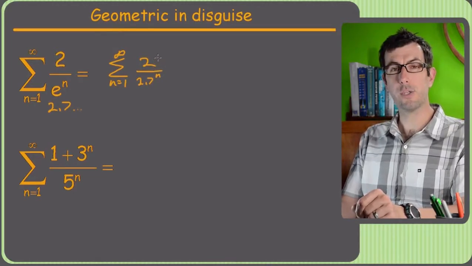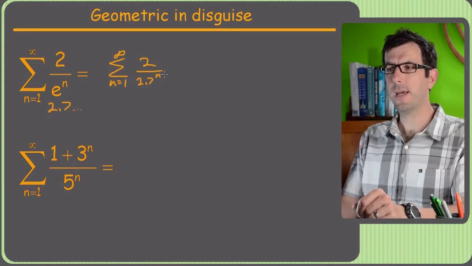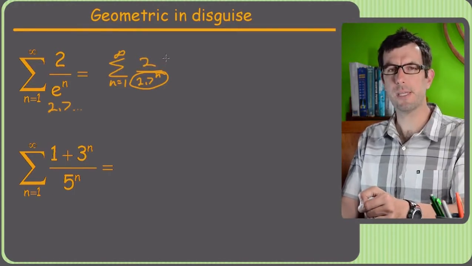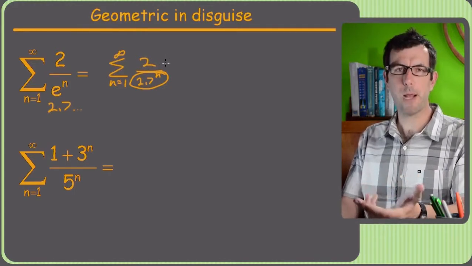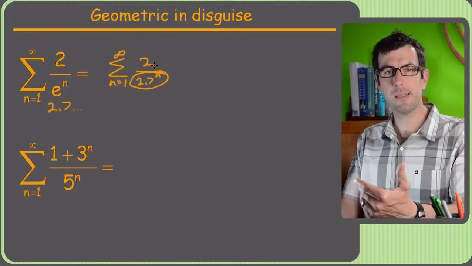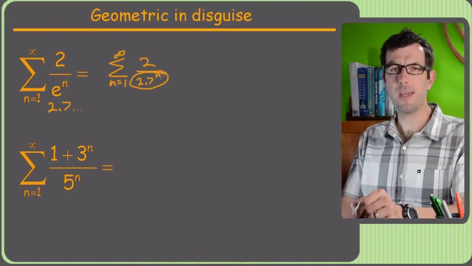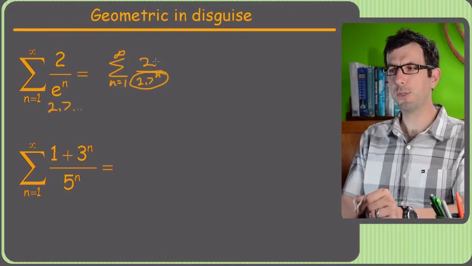So does that look more like a geometric series now? Because we've got a number raised to the power of n, and no other n's anywhere. If there had been an n factorial in here or something, or an n squared, now we'd have a problem. Now we'd have to use one of those fancy tests like the ratio test or something. But since there's just a number raised to a power of n, that's the tip-off that it's probably geometric.